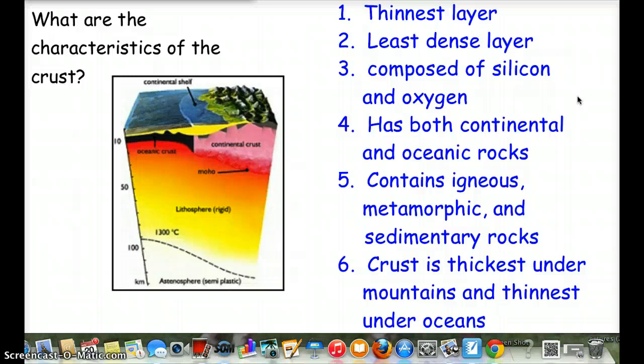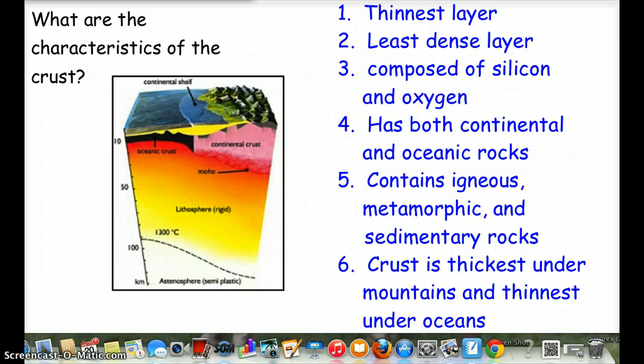The crust also has both continental and oceanic rocks, so at the bottom of the ocean and under the biggest mountains. It contains igneous, metamorphic, and sedimentary rocks. If you recall, igneous rocks come from volcanoes. Metamorphic, morph means to change. These rocks have changed over time. And sedimentary rocks are made of sediment, things like sand particles, rocks, pre-existing pieces of other rocks. And of course, it would make sense that the crust is thickest under the mountains, thinnest under the oceans.